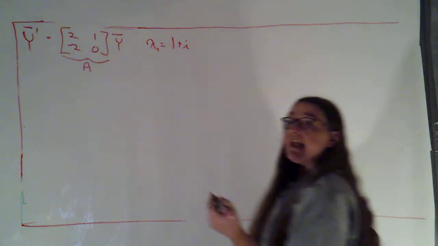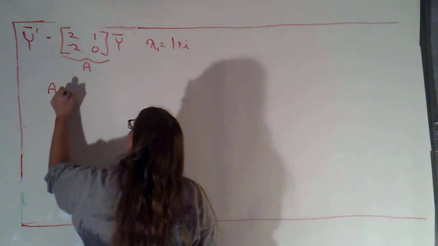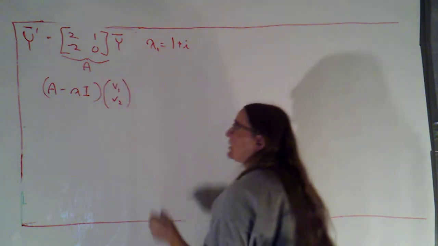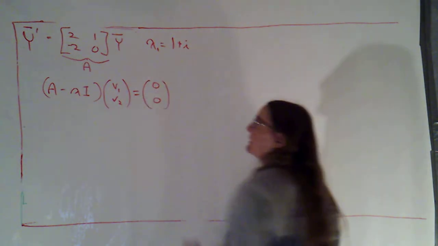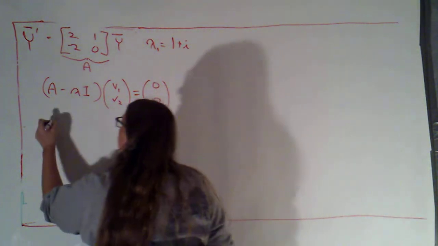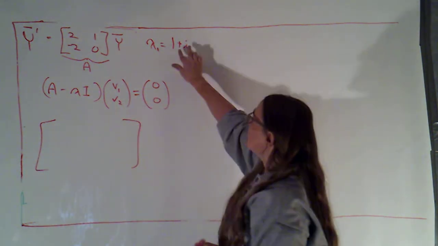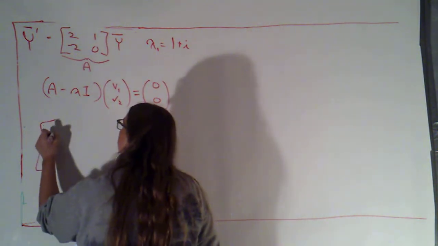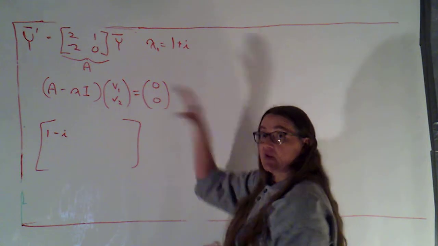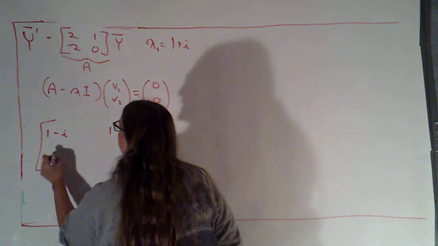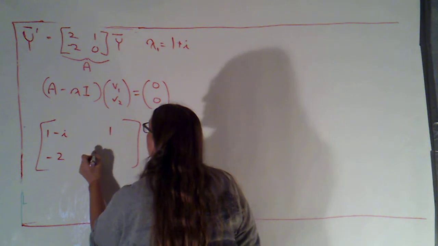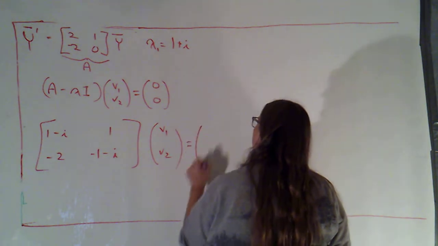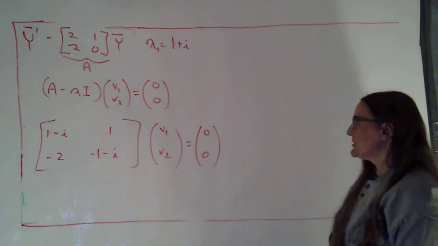Okay, so in looking for my eigenvector, I'm looking to solve A minus lambda I times some vector v, whose components I'm going to write as v1, v2, equals 0. So A minus lambda I, I'm subtracting this from the main diagonal. So I'll have 2 minus 1 is 1, minus i, don't forget I'm distributing that negative. Okay, then we have 1 and negative 2. And then in the lower right-hand corner, negative 1 minus i. We're looking at times v1, v2 equals 0, 0.